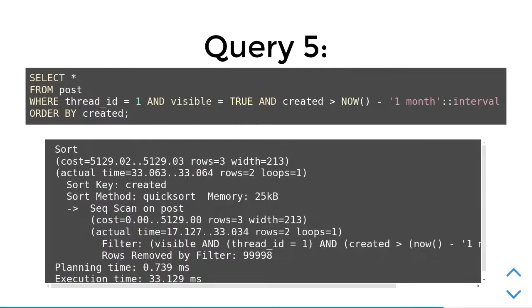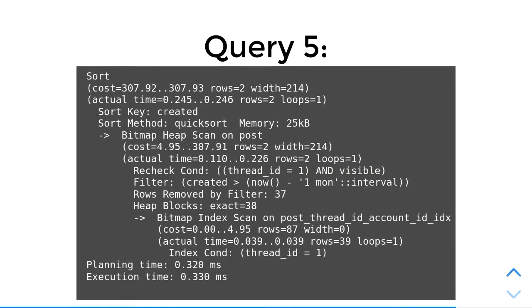Let's move on to query number 5, where we're going to select everything from post, where thread is number 1, it's all visible, and it was created sometime in the last month. So we've got from now minus 1 month. And again, with no indexes, big linear scan, big expensive query, 5,000, because it actually has to do a little more work in comparison.